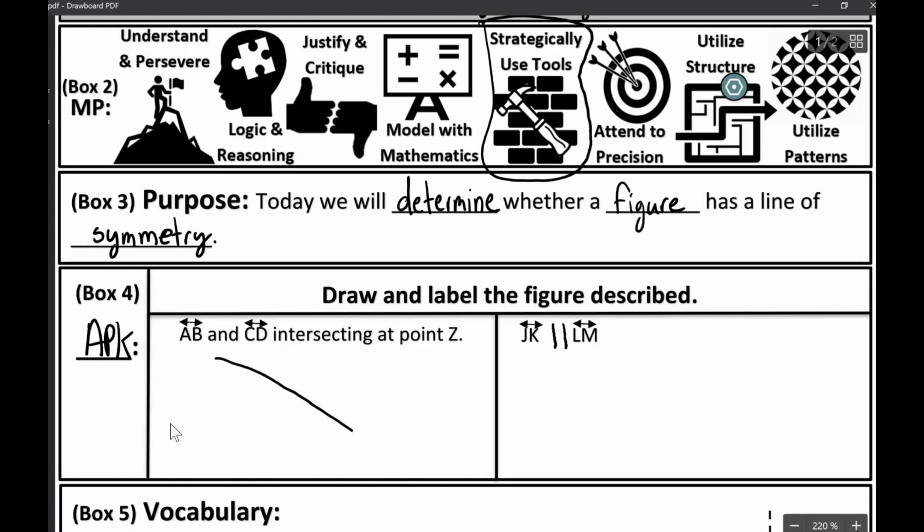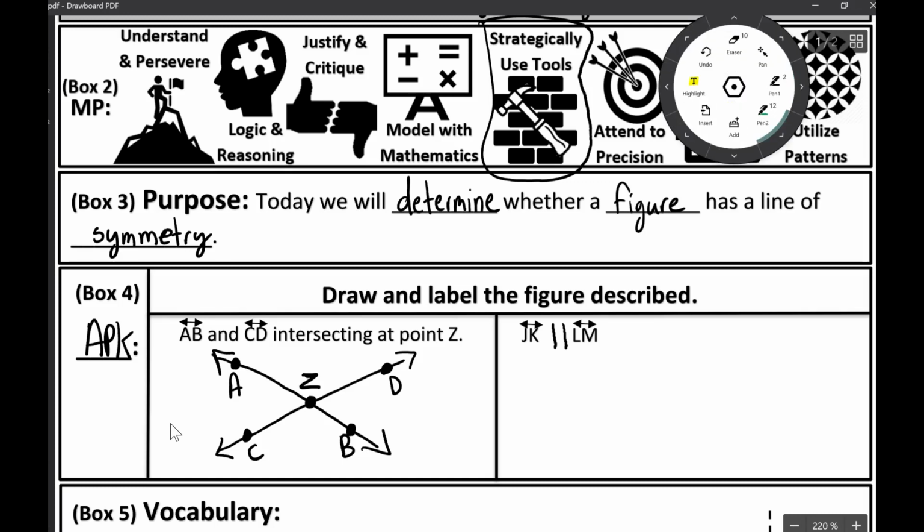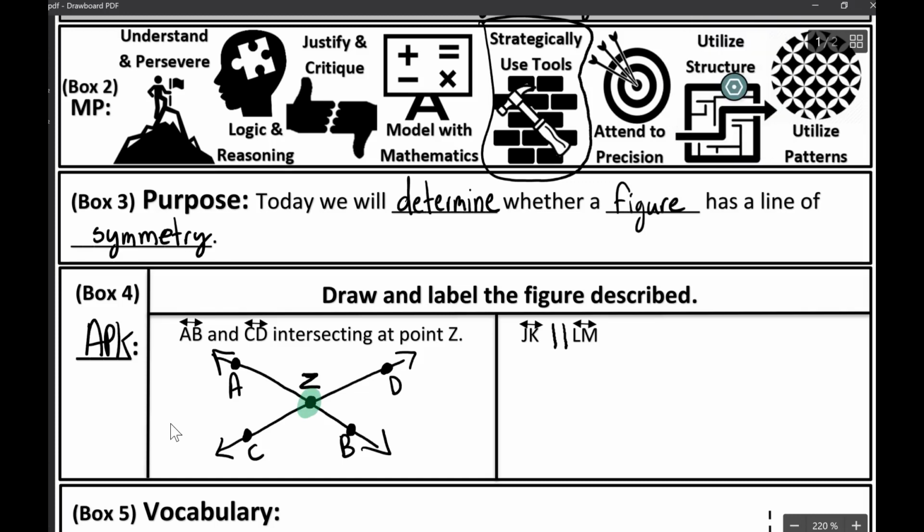I'm going to draw one line, draw my other line, intersecting, and I'll put my points. This is going to be point A, this is going to be point B, this is going to be point C, and this is going to be point D. Right here in our middle is our intersecting point. This is the part where the two lines intersect, or where they cross, and that's going to be my point Z. I'll highlight it in green so you can see that is where the two lines intersect.